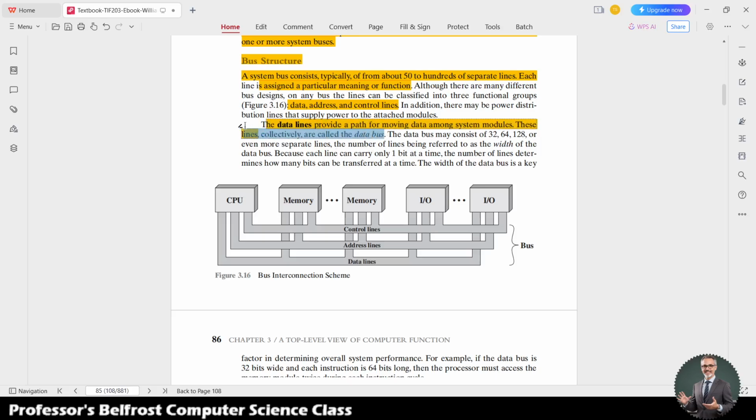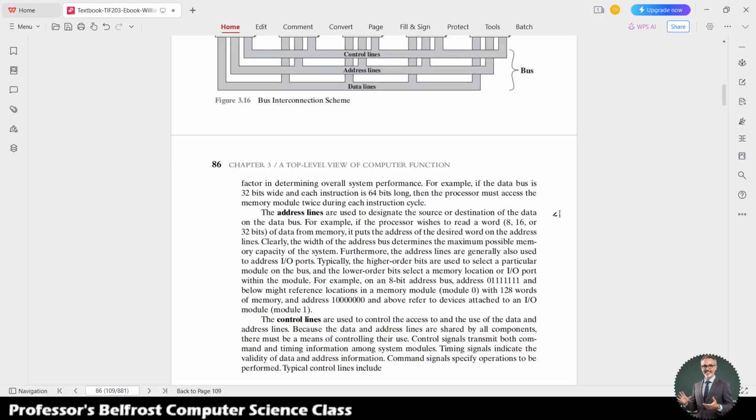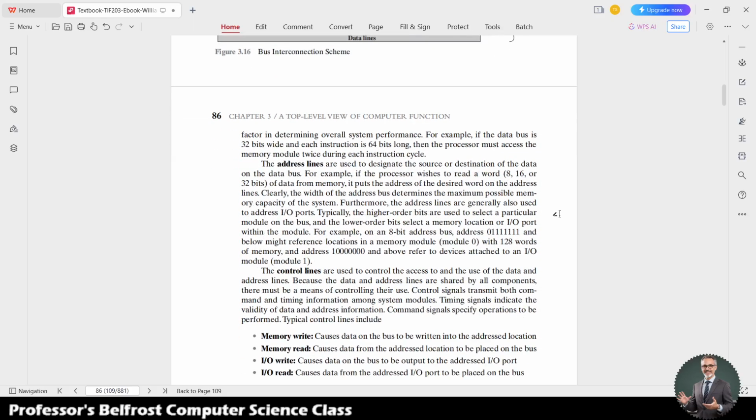We have what is called the data bus as a collective. The data bus may consist of 32, 64, 128, or even more separate lines, and the number of lines we refer to as the width of the data bus. The width of the data bus is the main factor in determining overall system performance.